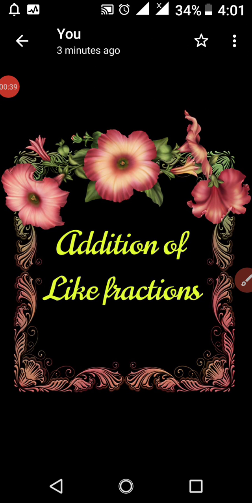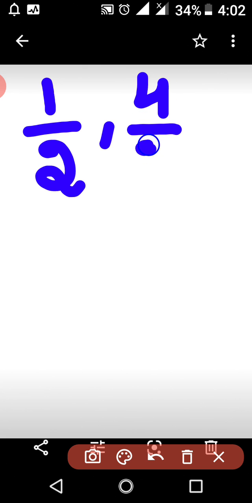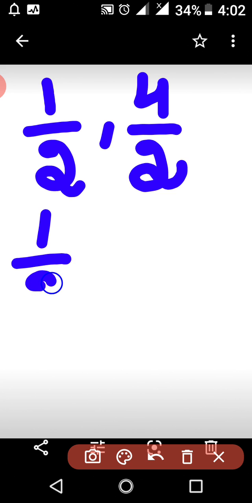First of all, see how to add two or more like fractions. If two fractions are given like this, 1 by 2 and 4 by 2, now we are going to do the addition process for these like fractions. As we compare the denominators, we know that these two are like fractions because they have the same denominator. Now how to add these fractions? Let us see.